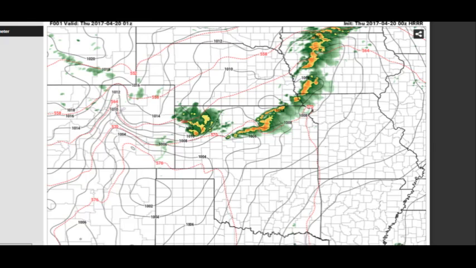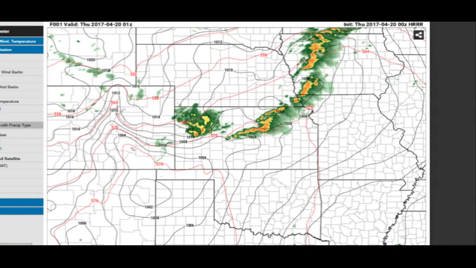Then we're going to start in on the forecast. And since we have a lot of convective weather going on in the Central Plains, we need to look at some of the mesoscale models like the NAM and the High-Resolution Rapid Refresh.